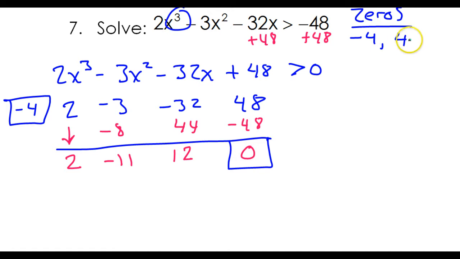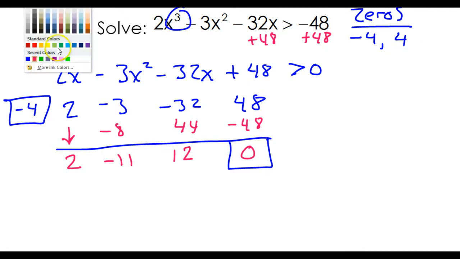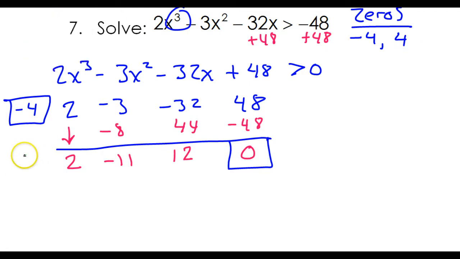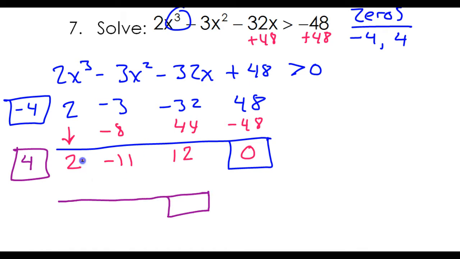Now I have another 0, so I could use it again, and I think I will. I know another 0 is 4, so I'm going to keep on going. Maybe I'll change colors a little bit. Now I'm going to use my 0 of 4 to make this smaller. So if I do that, this 2 is going to come down. 2 times 4 is 8. Negative 11 makes negative 3. Negative 3 times 4 is negative 12, and again I get 0, which I knew I would.